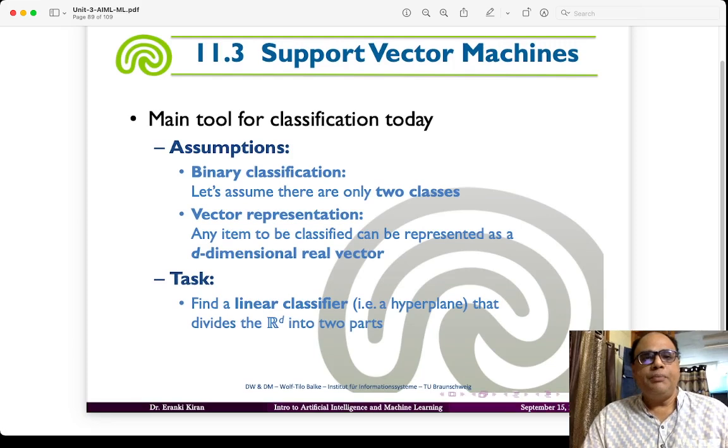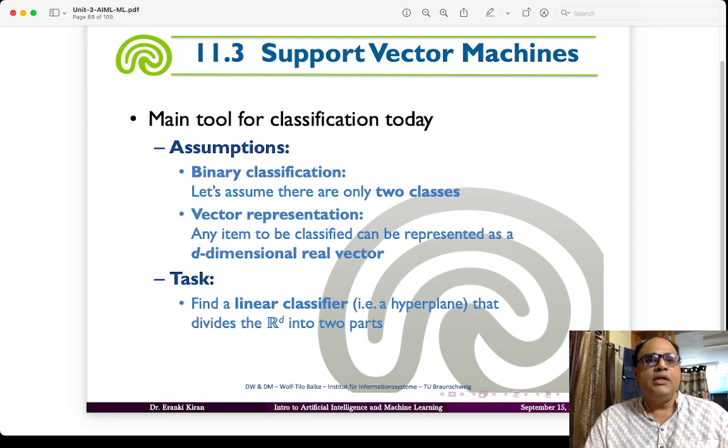So basically this classifier takes care of the vector representation. If you have a binary classification comprising two classes, mainly yes or no, true or false, male and female, the classifier takes a vector representation to classify them into two separate classes. Any item to be classified can be represented as a d-dimensional real vector.